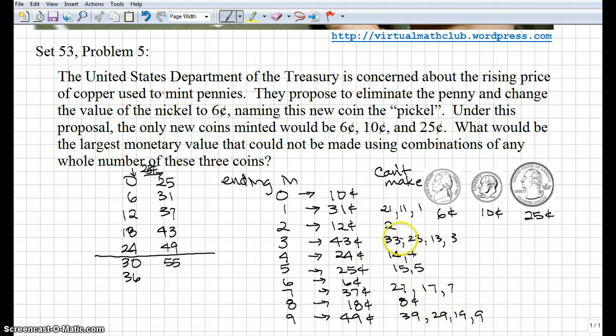Alright, so now we can see all the numbers that we can't make. I was just looking at the units digit, looking at all the evens and odds, so there's only 10 cases. And so now let's look at the numbers we can't make and figure out what the biggest number that we can't make is. And if you look through here, obviously 39 is the biggest one we can't make. So the answer to this problem is 39 cents. That would be the largest monetary value that we can't make using combinations of these coins.